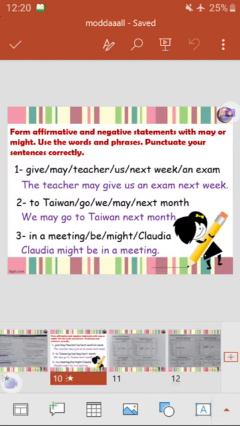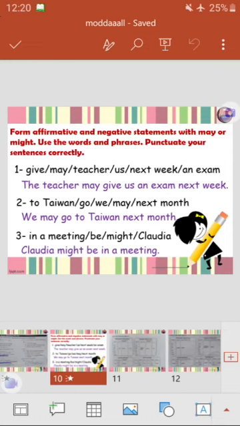Form affirmative and negative statements with may or might. Use the words and phrase. Punctuate your sentences correctly. So here, if we want to arrange a sentence, we will start with the subject. Where is the subject here? It's the teacher. Then we put the modal verb, which is may, and then the base form of the verb, which is give. So it will be, the teacher may give us an exam next week.